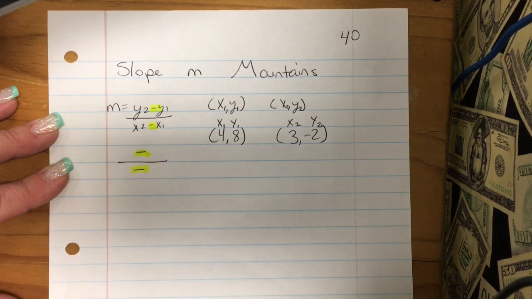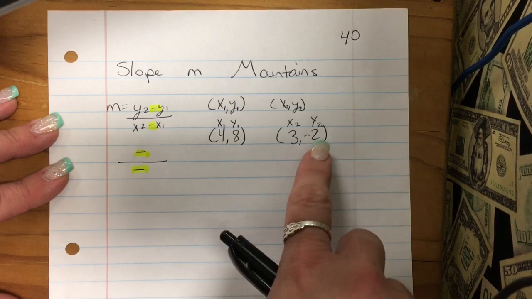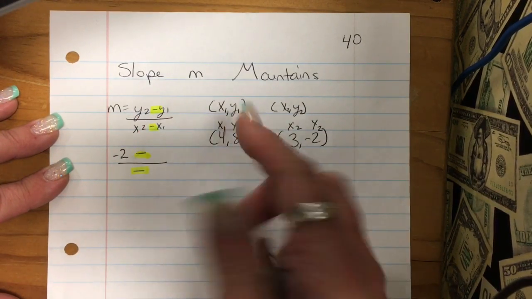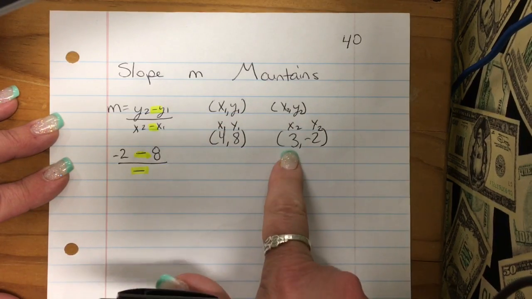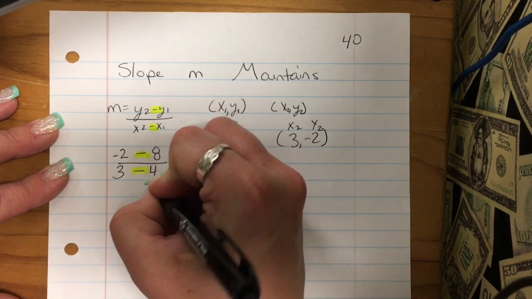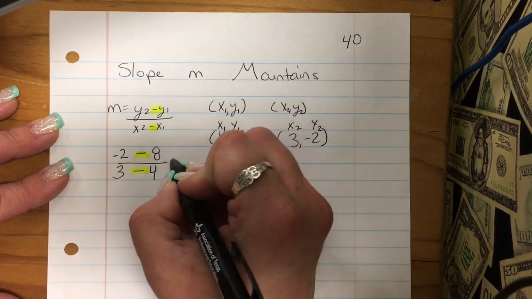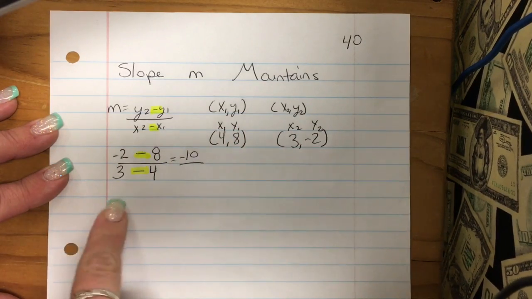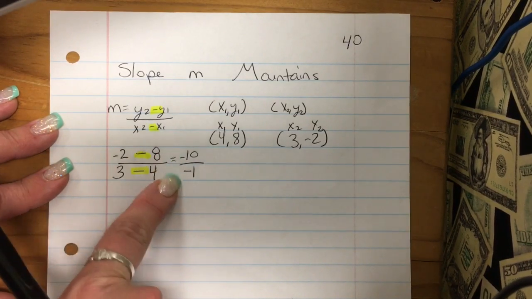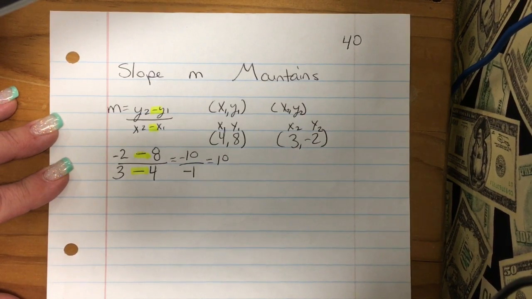Then I'm going to take this information and put it in here. The y's go on top because this is our rise, and this is telling us how we go up or down. So y2 is -2, y1 is 8, x2 is 3, x1 is 4. So I just plug that in and then I can subtract. So -2 minus 8 is -10, 3 minus 4 is -1. A negative divided by a negative is a positive, so this slope is a positive 10.